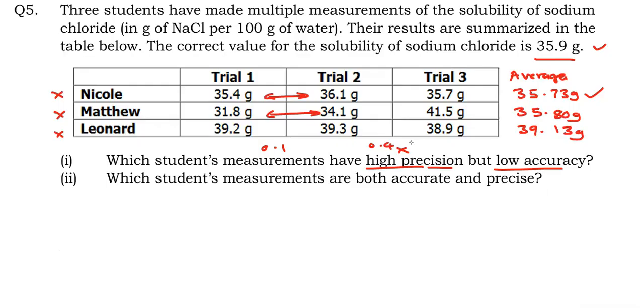Let's talk about the accuracy of Ronald. You can see 39. Is 39 closer to 35.9? No. So this guy has qualified to be with high precision because the measured values are very close, but disqualified on accuracy. So he has high precision and low accuracy. Yes, expect this kind of question, guys. So our first answer is Ronald.